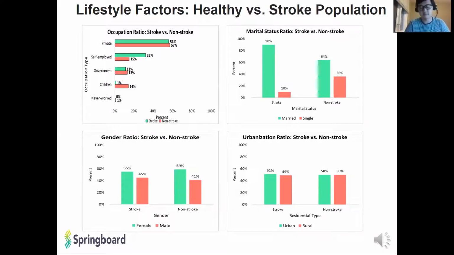Maybe it could be a selection bias. Sampling bias, but who knows. And in terms of gender ratio, this was quite interesting too: for both the stroke and non-stroke population, there are actually more female patients than male patients for some reason. And in terms of urbanization ratio, what that meant is whether people reside in an urban area or a rural area, there is no difference for the two populations.